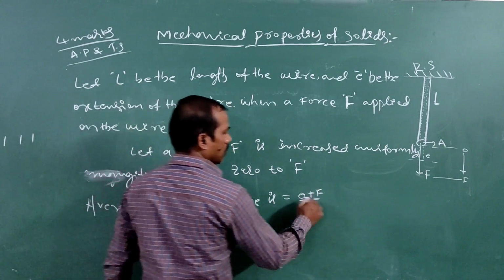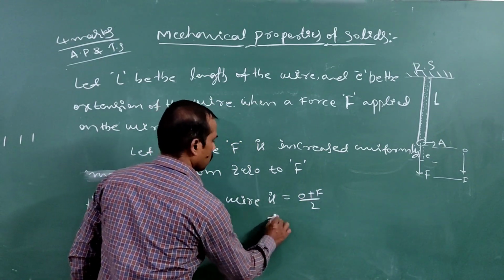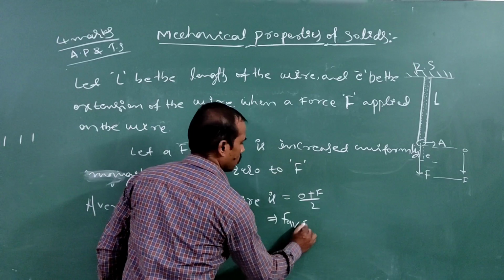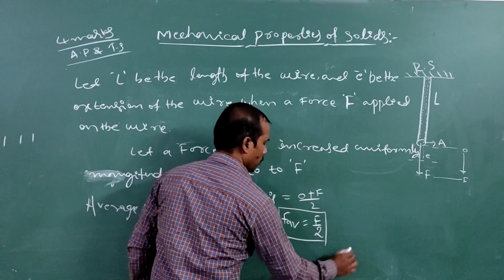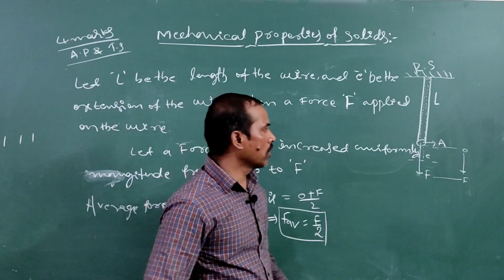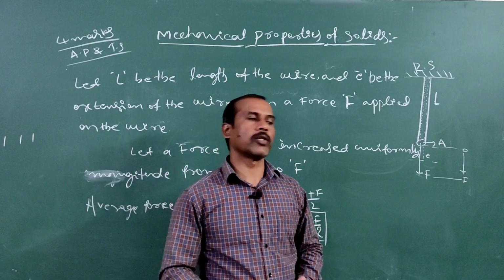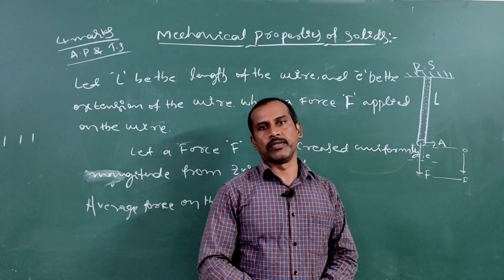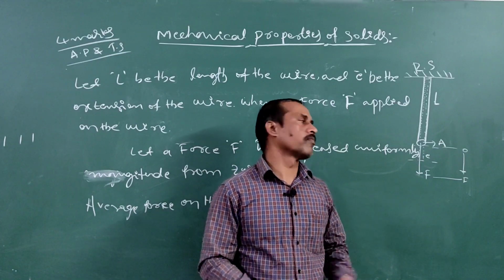Average force here is (0 + F) by 2, that is equal to F by 2. This is the average force. అంటే మనం ఇక్కడ ఫోర్స్ని ఎక్కడికి నుంచి ఇంక్రీజ్ చేసుకుంటూ వచ్చినాం, 0 నుండి ఎక్కడ వరకు పెంచిన దాన్ని యూనిఫామ్గా పెంచినాం. ఎక్కడ వరకు అమ్మా F వరకు పెంచినాం. The elongation in the string here is E.